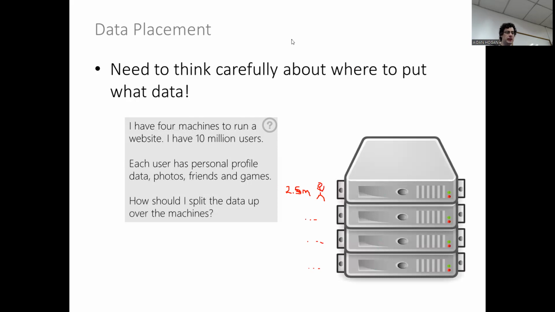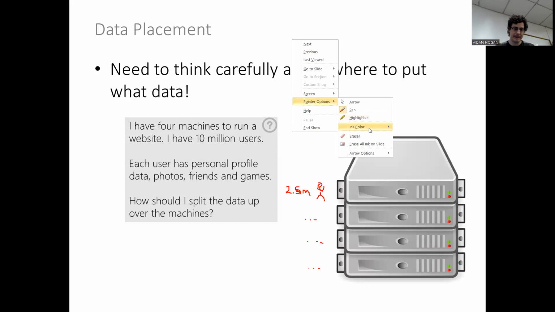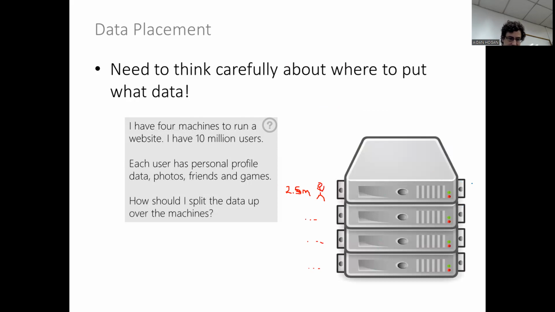What would be another option? Divide by the categories. Yeah, perfect. So let's say we would put the data here: profile data, photos, friends and games. I started drawing things, which is a terrible idea. Games, I'm just going to do a football. So we can split the data like this. So we have partition not based on users, but on purpose.